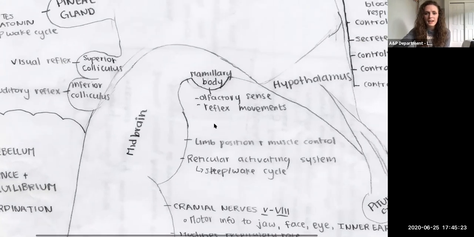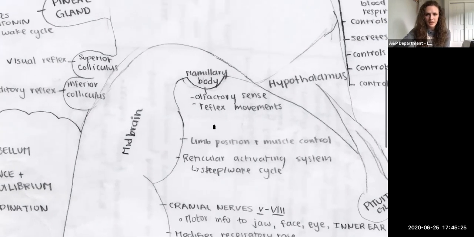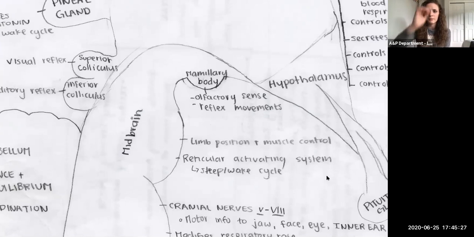Your midbrain is how we stay awake. Okay, your reticular activating system, those are the words essentially that mean stay awake. Your reticular activating system. Okay, so it regulates that sleep-wake cycle. That's in your midbrain. It also helps with limb position and muscle control.